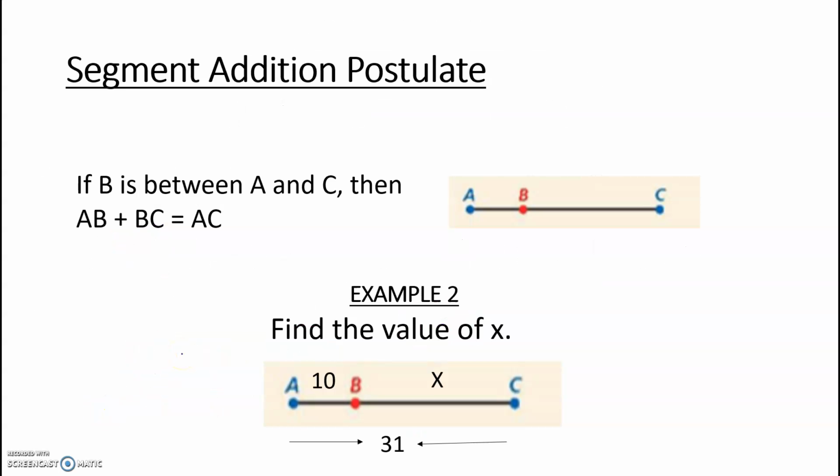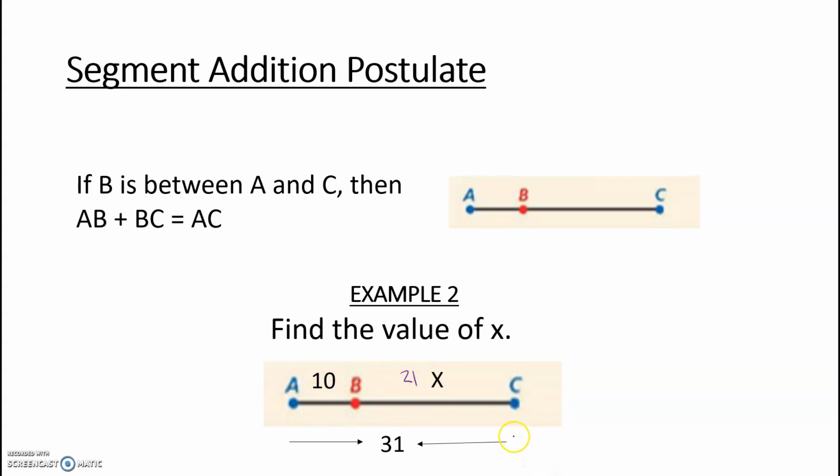All right, moving on. Segment addition postulate, you will use this a lot. All it's saying is that the pieces add up to the whole. So this says if B is between A and C, so B is somewhere in between, then AB plus BC equals AC. This piece plus this piece makes up the whole thing, AC. So look at the example. They tell you the whole thing is 31. So 10 and what make 31? Well, that means x has to be 21.